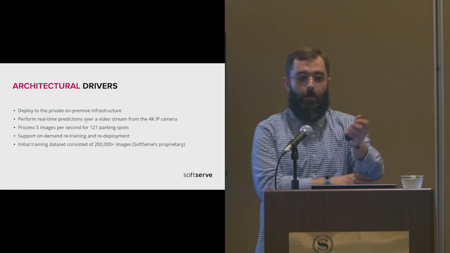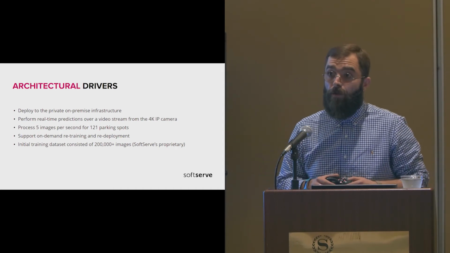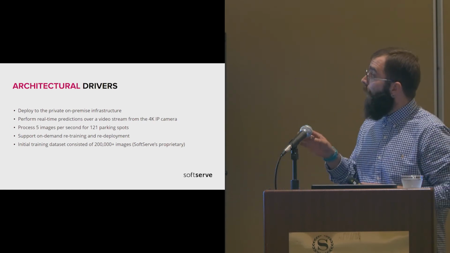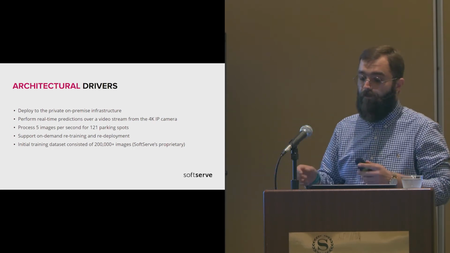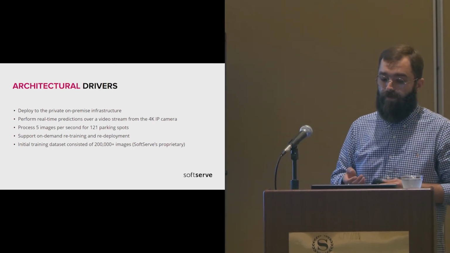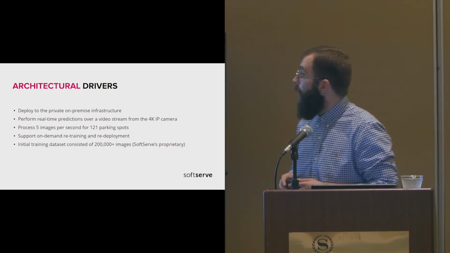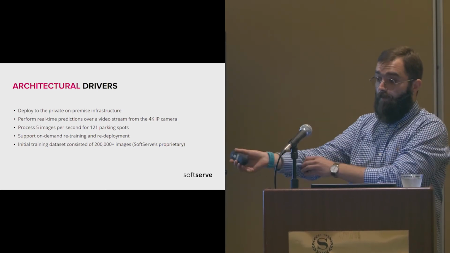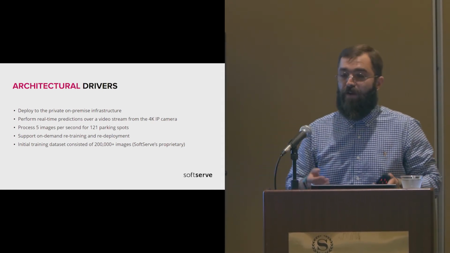So first of all, we wanted to deploy this solution to our on-premise infrastructure. So we were not using any cloud infrastructure for this project. We wanted our solution to perform real-time prediction over the multiple video streams from the different 4K IP cameras. The solution itself should be able to process at least 5 images per second from 121 parking spots, and be able to scale if the number of spots increases. And it also should be able to support on-demand retraining and deployment.